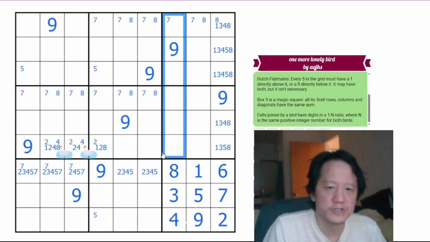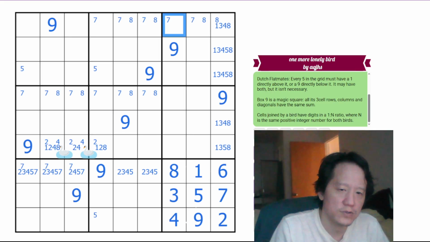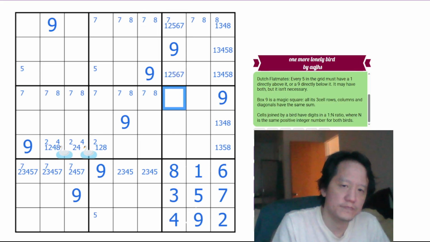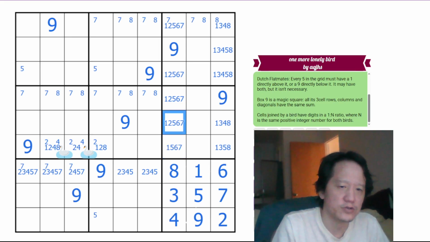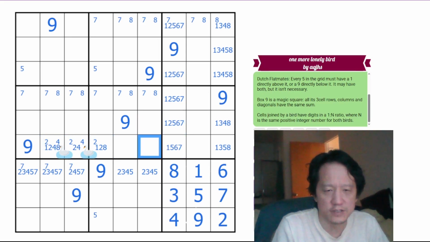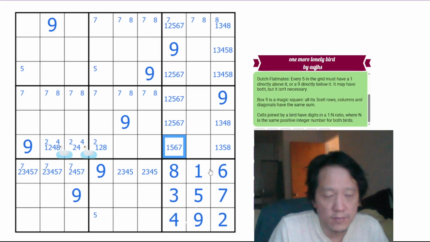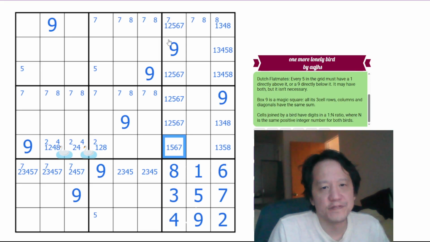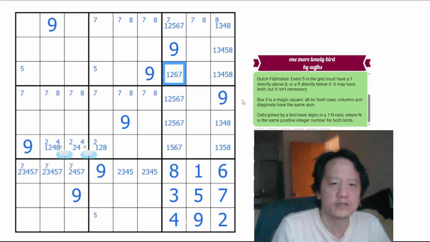Actually, let's do column 7. We have 1, 2, 5, 6, 7 left. And this cannot be 2 because we know one of these 3 digits is a 2. If the 5 is here, that does have a 9 below it. If 5 is here, it does not have a 1 above it or a 9 below it, so this can't be 5. If this is 5, any of these could be 5.